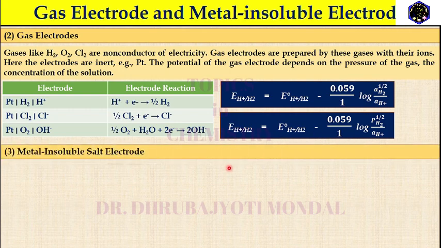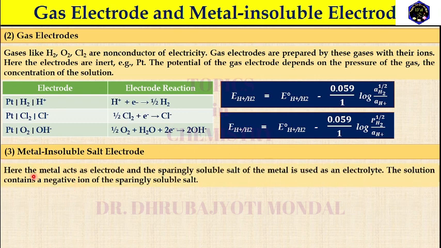Next, you have to know what is the metal insoluble salt electrode. Here, the metal acts as an electrode and the sparingly soluble salt of the metal is used as an electrolyte. The solution contains a negative ion of the sparingly soluble salt. So here you have to use metal as an electrode and the sparingly soluble salt of the metal as an electrolyte. And also remember the electrolyte contains the negative ion of the sparingly soluble salt.